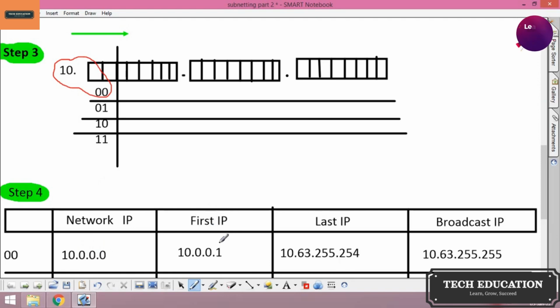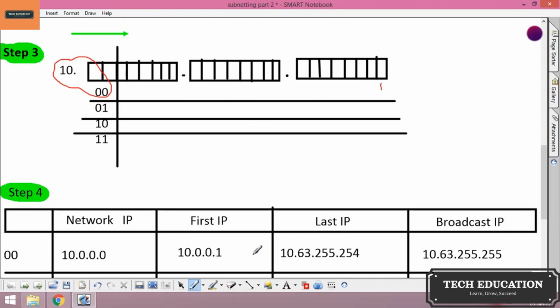What is the formula for the first IP? We already discussed it in the part 1 video. If you have any doubts, see the part 1 video on subnetting. The rule for writing the first IP is: don't disturb the network portion, apply 0 to all host portions except the last bit, which is 1. The last bit is 2 power 0, and anything power 0 is 1. So 10.0.0.1 is the first IP.